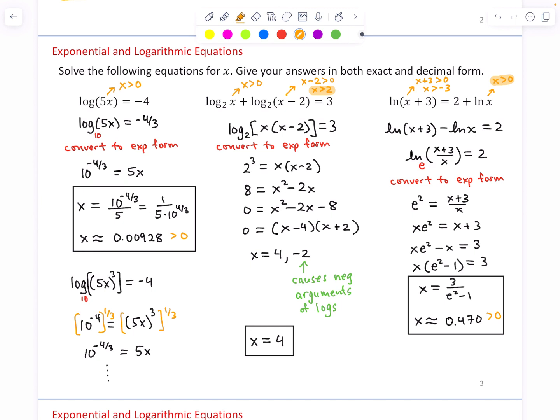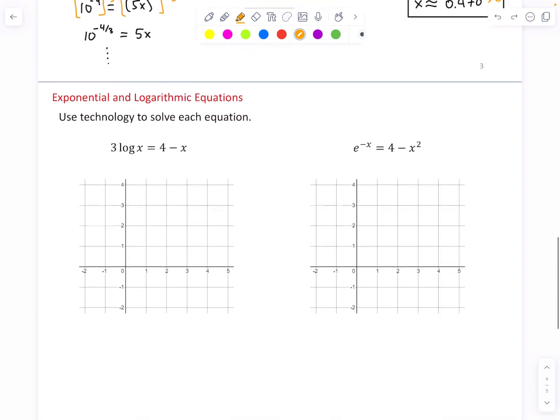Having looked at these three examples, be careful that you don't just assume that any negative x value you find should be eliminated. You must always test all your proposed solutions against the domains of the original equations. In other words, make sure that none of your solutions cause negative arguments or zero arguments of logarithms. Okay, let's go to the next page.